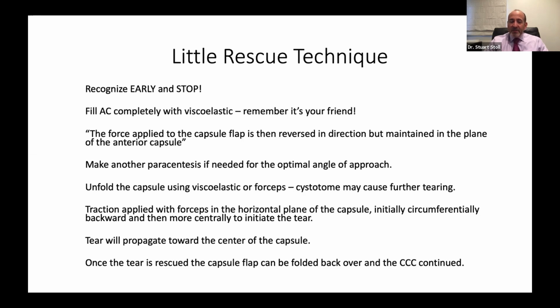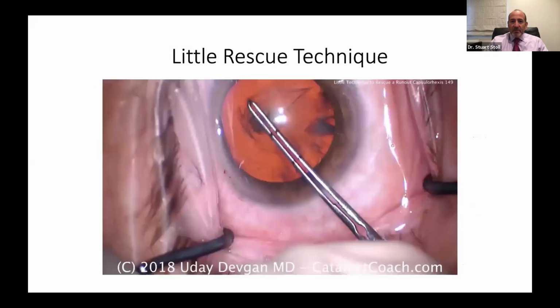And then more centrally, as you come more radially, that's going to initiate the tear. It's going to be that ripping or tearing force. And the tear will propagate toward the center of the capsule. Once the tear is rescued, the capsule flap can be folded back over, and the CCC continued as normal. So let's watch this here. This is cataractcoach.com. This is Dr. Uday Devgan, a fabulous teacher, and let's watch his video and explanation.